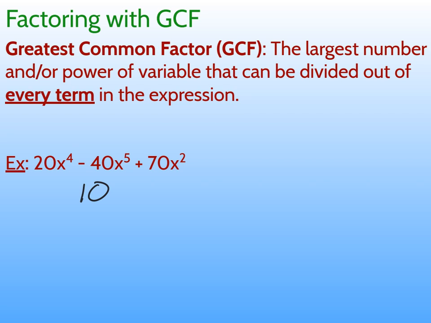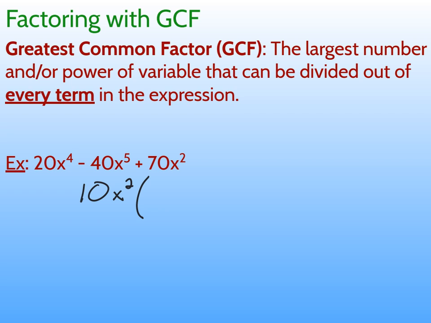Alright, now let's look at the variables. So we're looking for the largest power of the variable that can be taken out of every one. So essentially what all of them have. So in this case, x to the fourth, x to the fifth, and x squared. Well, I know that I can divide an x squared out of x to the fourth. I know that I can divide an x squared out of x to the fifth, and I can take an x squared out of that. So the biggest power we can pull out is an x squared. Alright, because x squared divides into x to the fourth and x to the fifth, and obviously x squared.